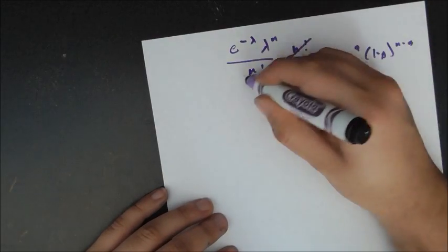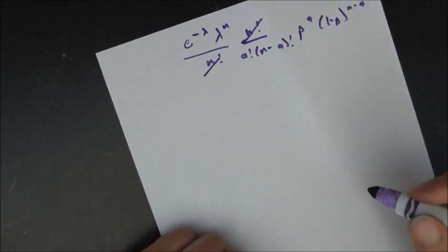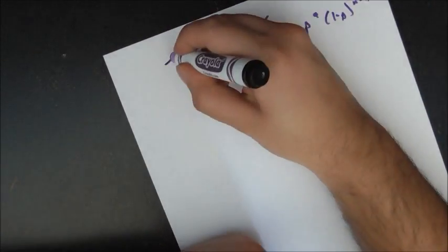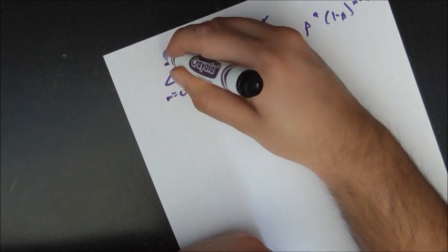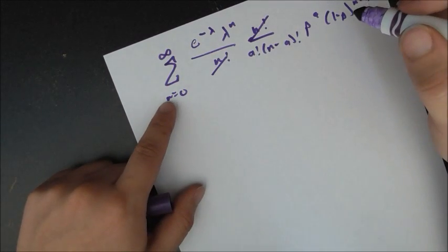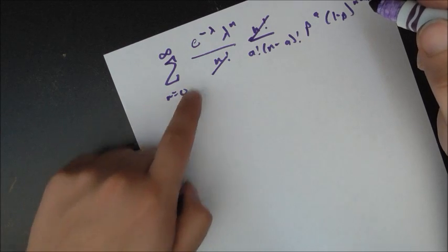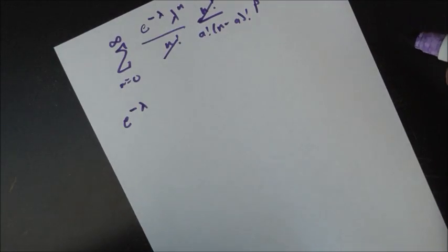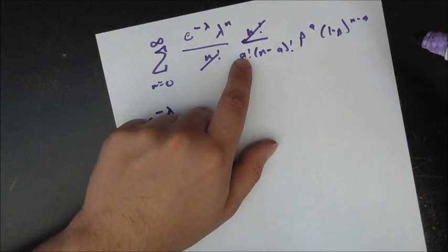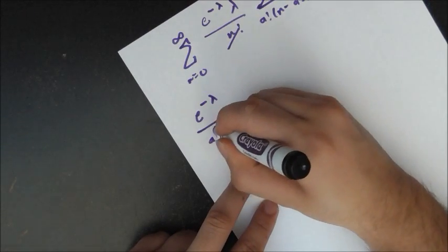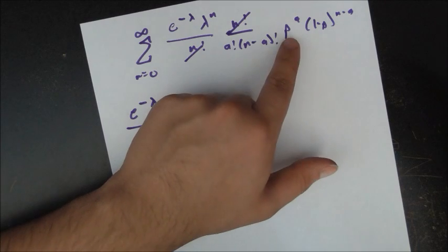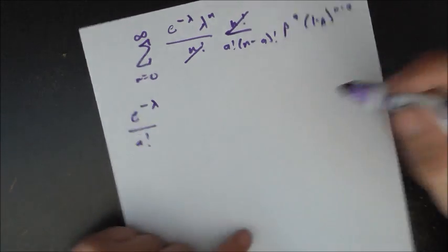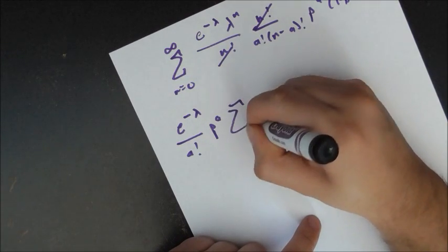So we see a nice cancellation already right there. And we want the sum of all these from n equals 0 to infinity. Since this is a sum over n, we can pull out stuff that has nothing to do with n, such as this e to the negative lambda. So e to the negative lambda comes out. Let's pull out a factorial, and we can take out p to the power of a. And that's about all we can take out.